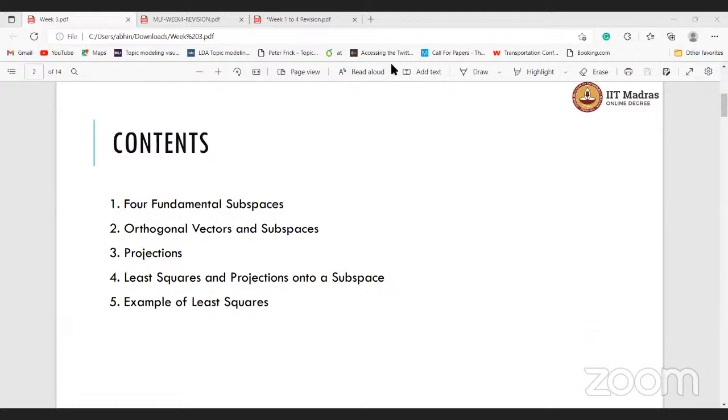I'm back. So the contents of week 3 are 4 fundamental subspaces, orthogonal vectors and subspaces, projections, least squares and projection onto a subspace, and some examples of least squares.